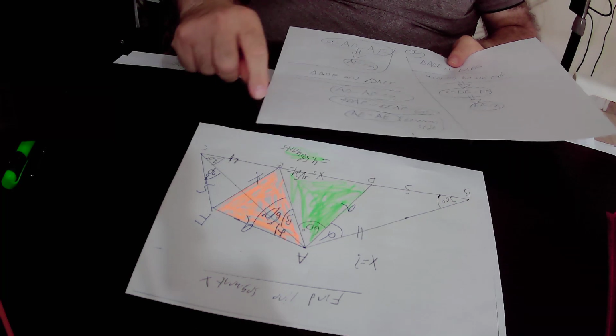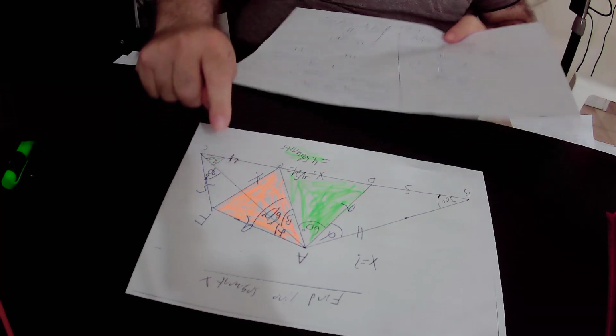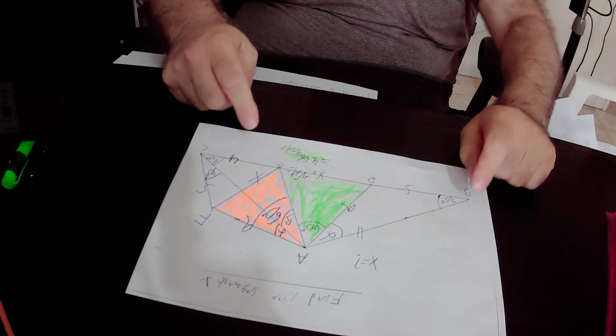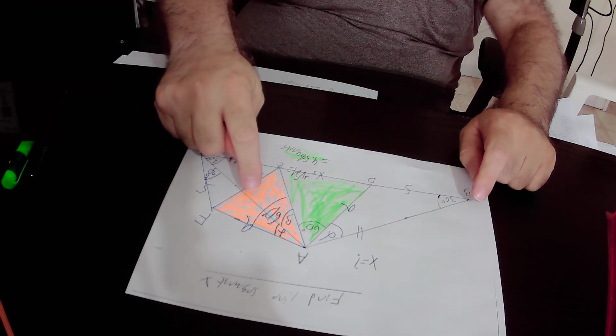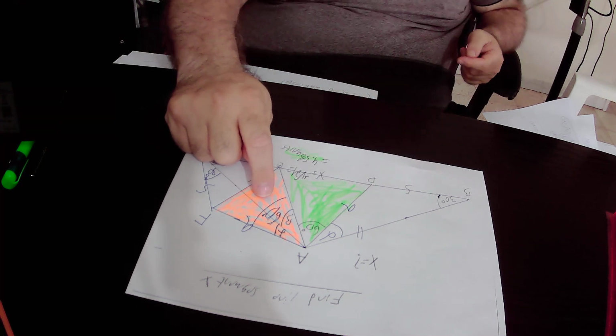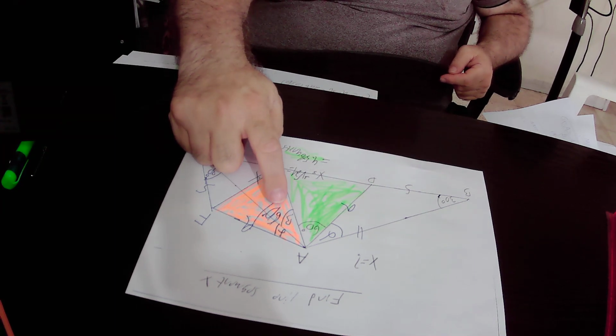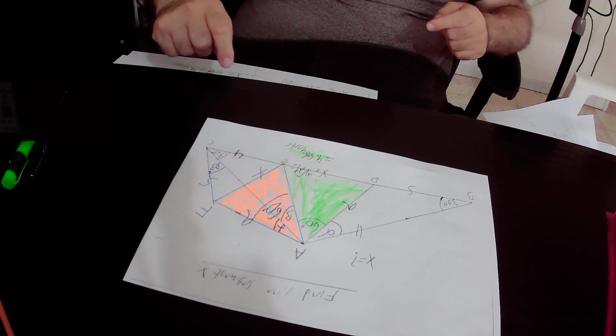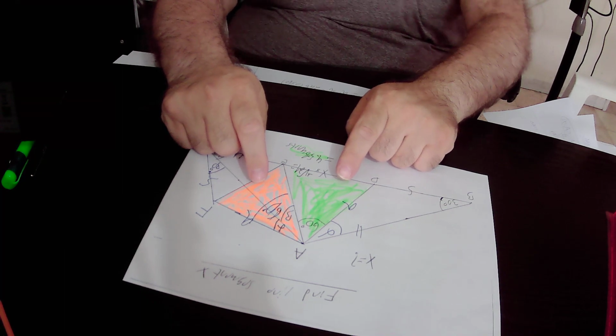Then we joined points E and F together by a straight line, and we proved that the green triangle ADE is congruent to the orange triangle AEF. So why can those two triangles go into each other? First of all, we have already found out that alpha plus beta equals 60 degrees, so this angle EAF equals 60 degrees.